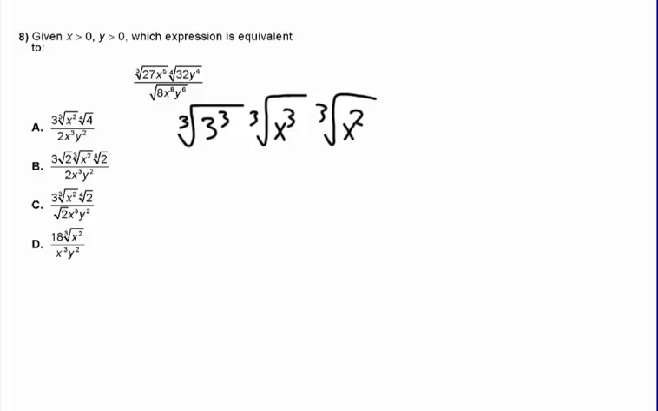Okay, so we just have to simplify this. So I'm going to break everything apart into whatever roots I need. So the cube roots, I'll break apart perfect cubes. The fourth roots, I'll look for things to the fourth power. I'm just going to go through and cancel everything out.